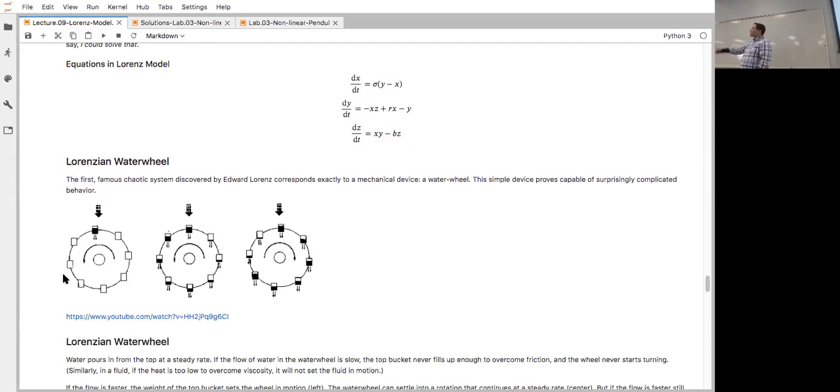Well, there's friction in the system as well, so it doesn't spin forever, and this water starts to drip out of the buckets. So after a little while, it is entirely possible, and it does happen, that the wheel starts to turn a little bit to the right, and it flips back and forth and back and forth.